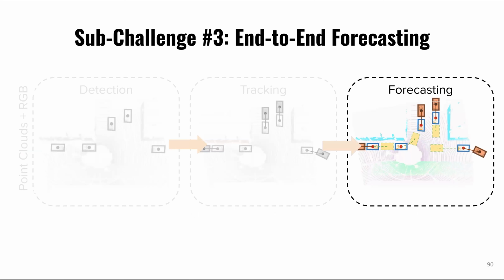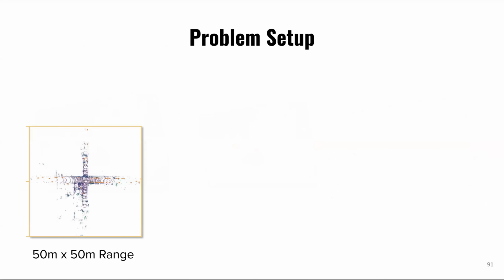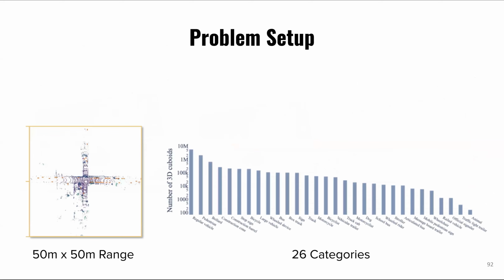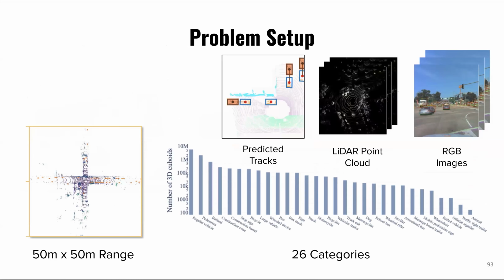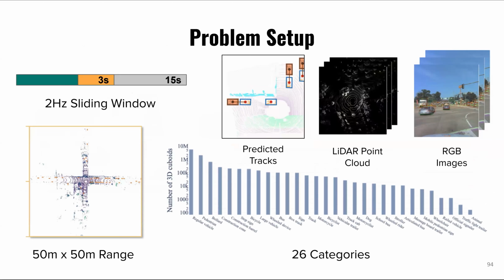And I think the most interesting part is end-to-end forecasting. So this end-to-end forecasting challenge also looks at a range of 50 by 50 meter grid. And different from most traditional forecasting datasets, we want to evaluate forecasting for 26 object categories. And the inputs remain the same as all the other sub-challenges. Importantly, methods are allowed to look at an unbounded history and are asked to predict the motion of all agents for the next 3 seconds.